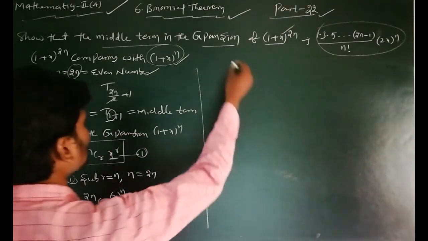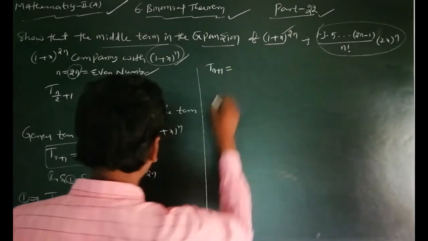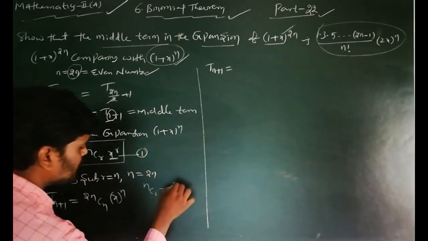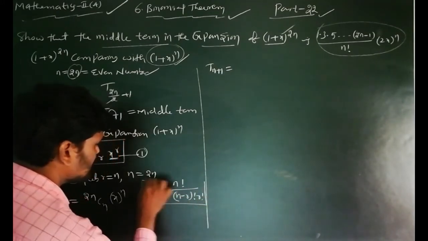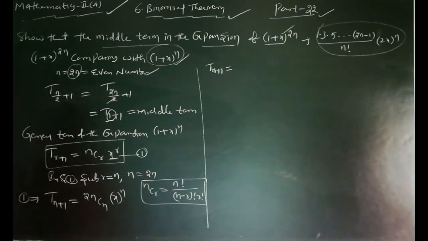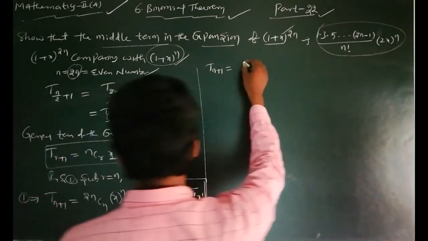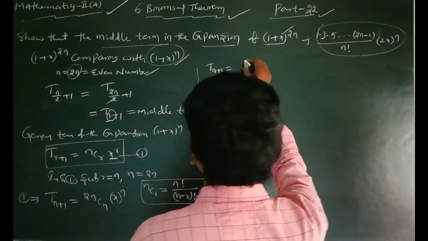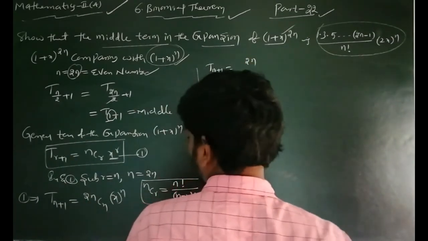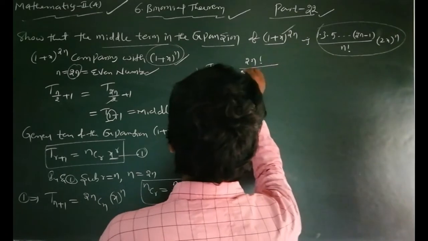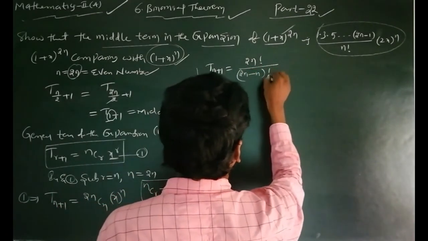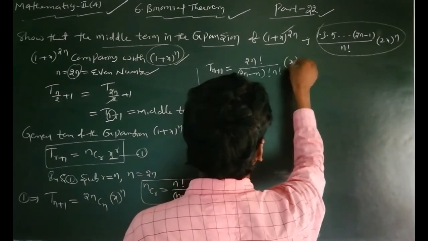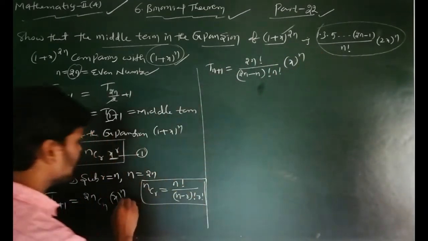So simplify this one. T(n+1) equals, you can use here the nCr formula. The nCr formula is n factorial by (n minus r) factorial into r factorial. This is the formula of nCr. In this nCr formula, you can write in place of n, 2n factorial by (2n minus n) factorial, in place of r, n factorial into x power n.